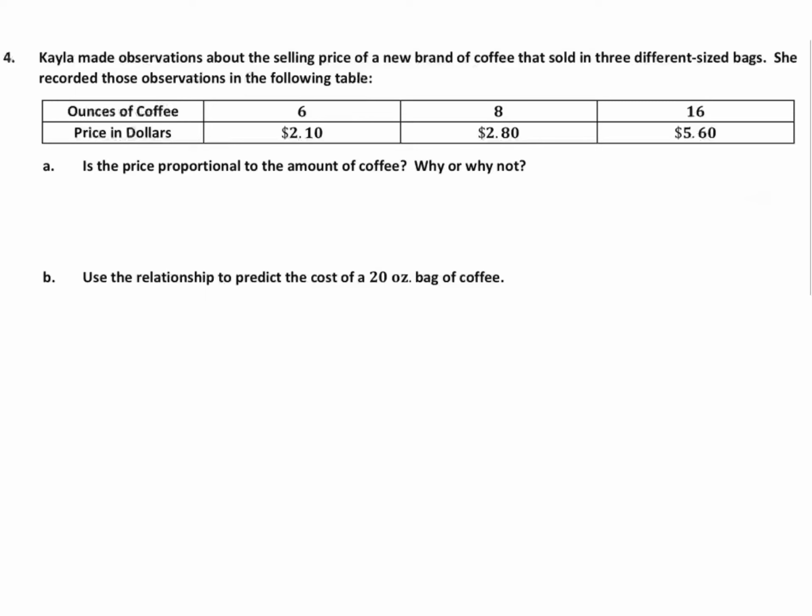So in this case, we're going to do the cost, which is $2.10 per ounce. And we're going to check and see, is this the same for each of these sets of data? If they are the same, then we can say there's a constant of proportionality that exists, and then they would be proportional. So, are they equal?